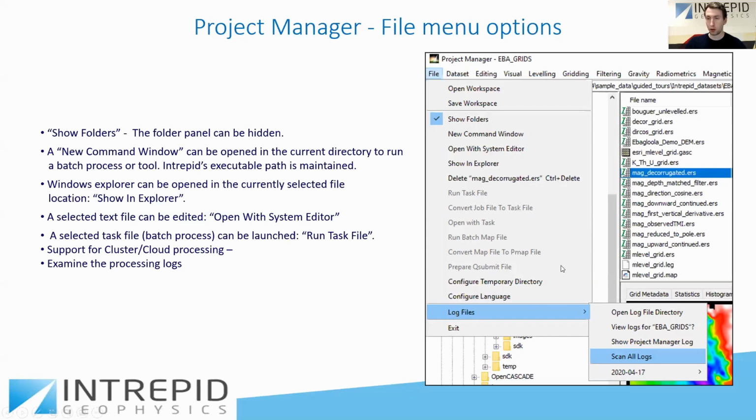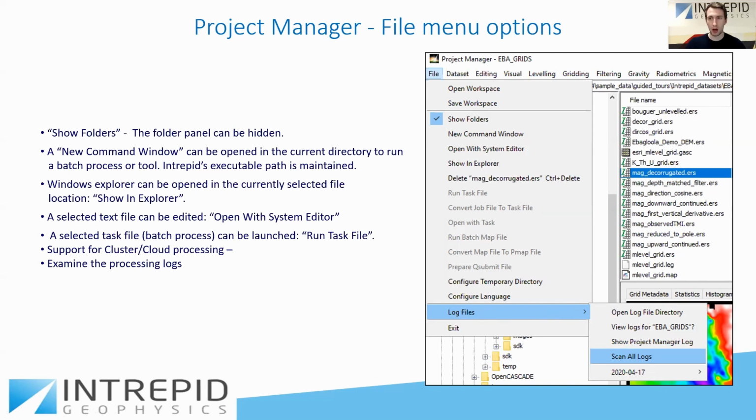You can also run your task files, all that kind of stuff through the file menu. Also, one thing that is excellent for troubleshooting: the file menu also contains the log files directory. So if you go down here, log files, you can find the log files that are automatically generated whenever you run any sort of process within Intrepid.